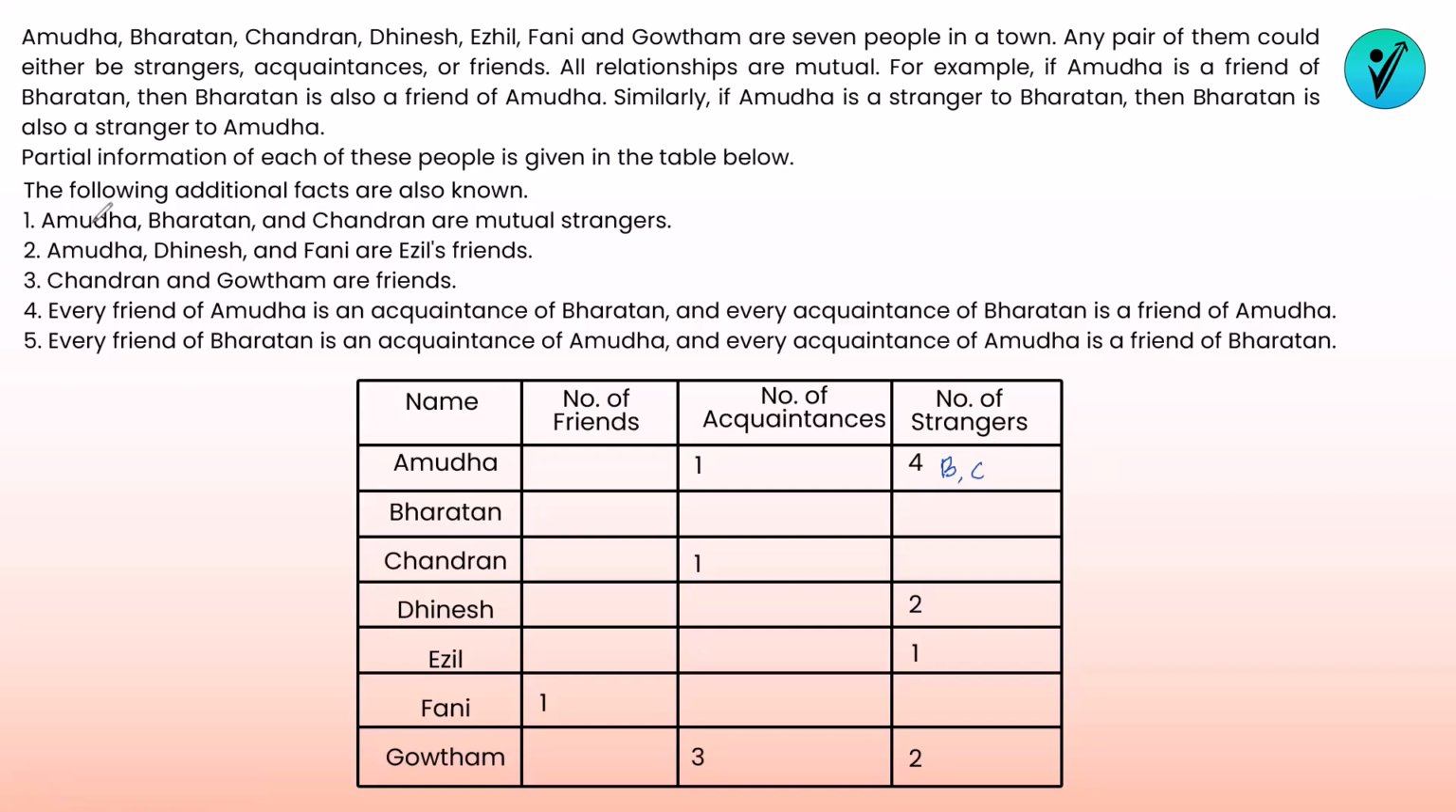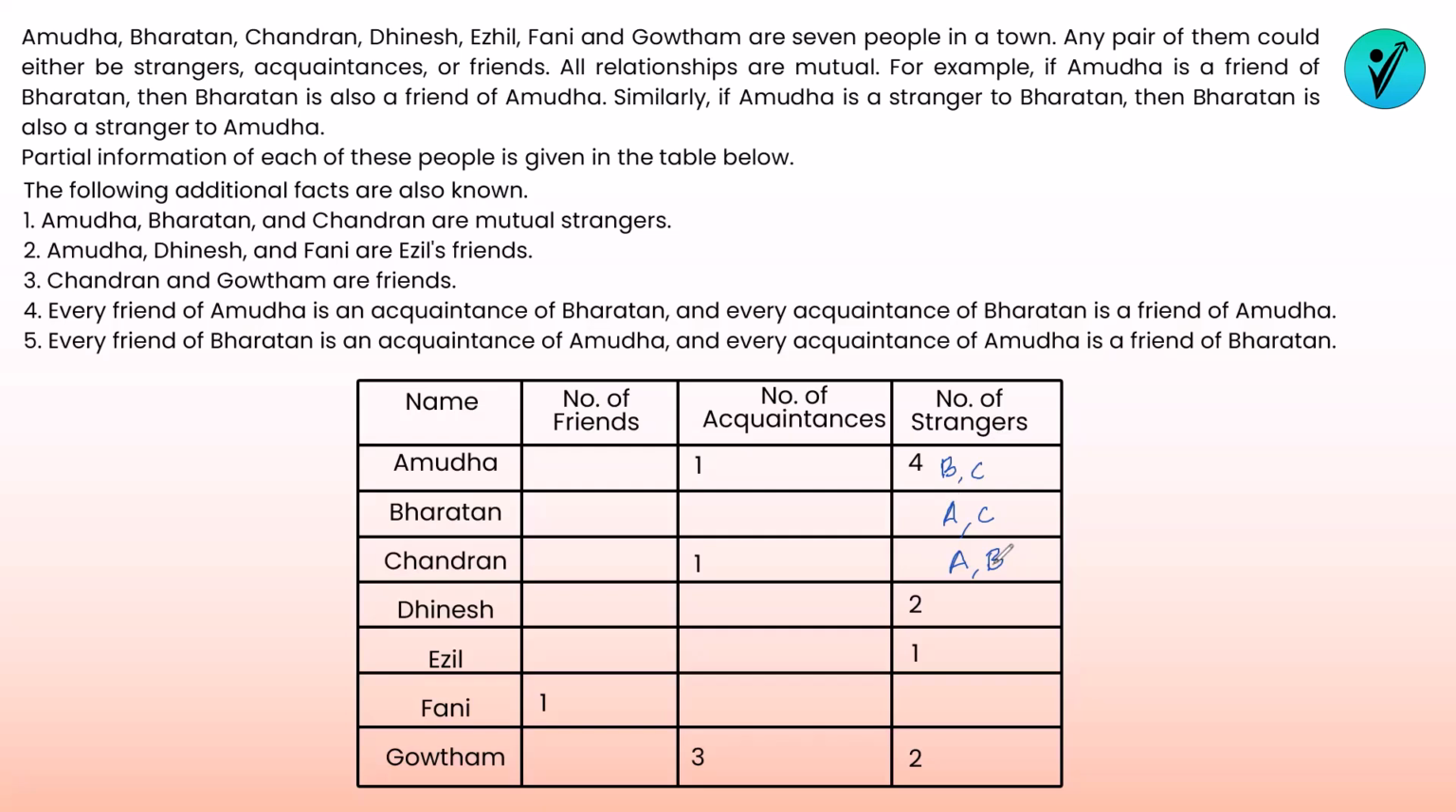Likewise, B's strangers are A and C. So I will be filling that in B's place. This will be A and C. And C's strangers are A and B. So in C's strangers place, I will be filling in A and B. I cannot be absolutely sure that these are the only strangers that these people have. There could be more than these strangers as well. So I do not write down the numbers right now itself. All right. That is the first condition which we have listed over here.